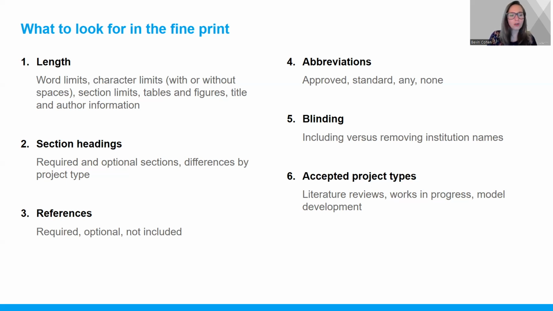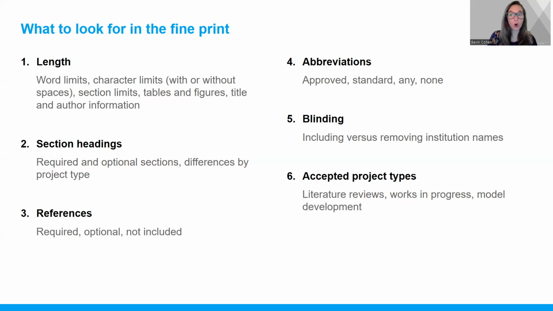The next thing that you want to look at are the required section subheadings. Some conferences won't have any required section subheadings, and you could use whatever subheadings you'd like. Other conferences require specific subheadings be used, and sometimes they will have different sets of subheadings depending on what type of project you're submitting.